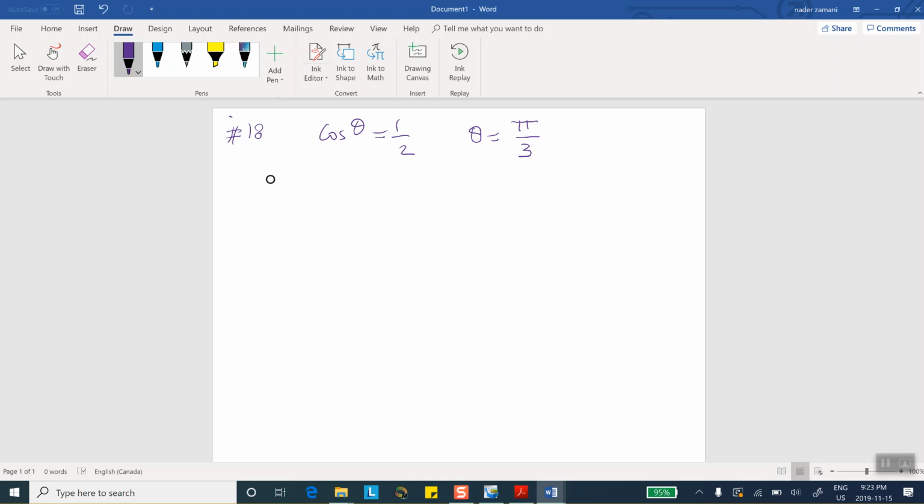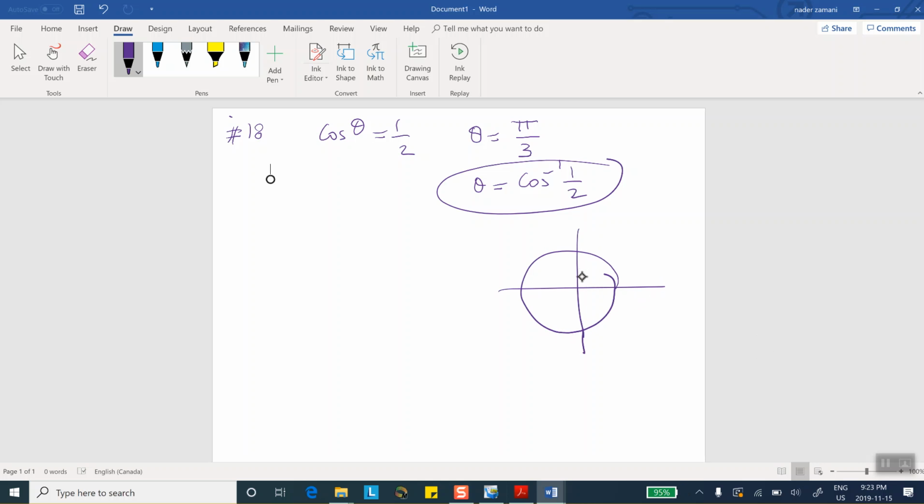Now, another way of saying the same thing is that theta is equal to cos inverse of 1/2. The only problem is that when you say this, the angle that it spits out is going to be between 0 and pi. Go back to your notes from the cos inverse function. Okay, so here's what happened. This is the situation.